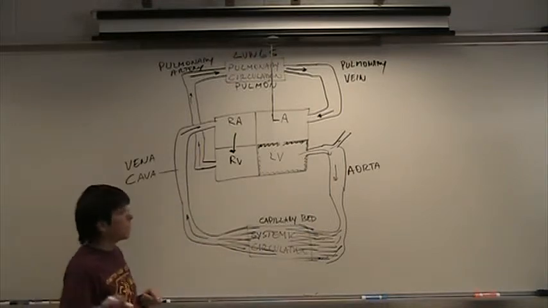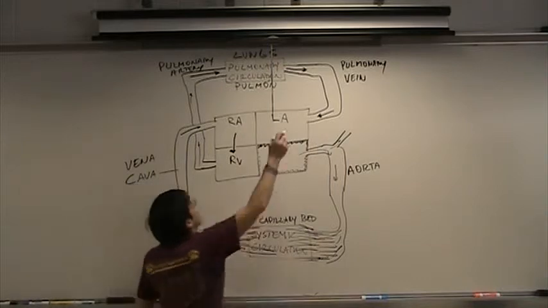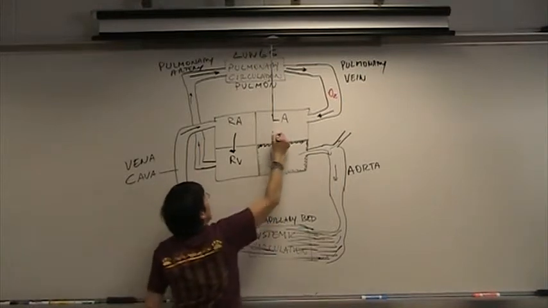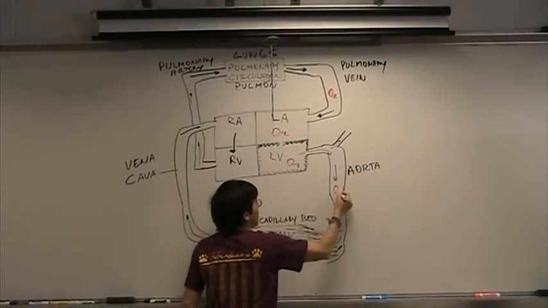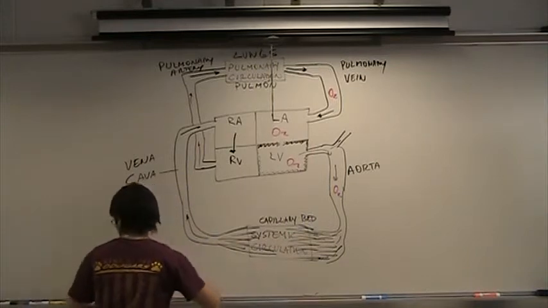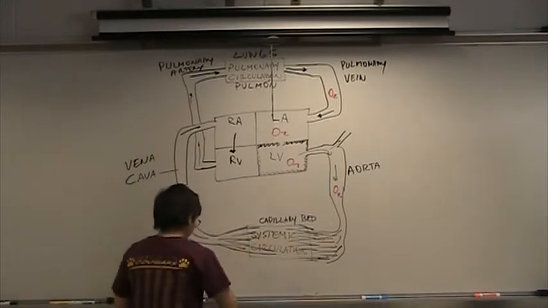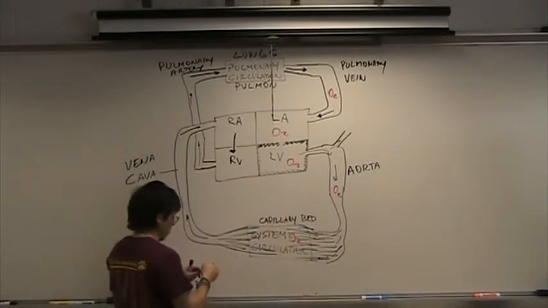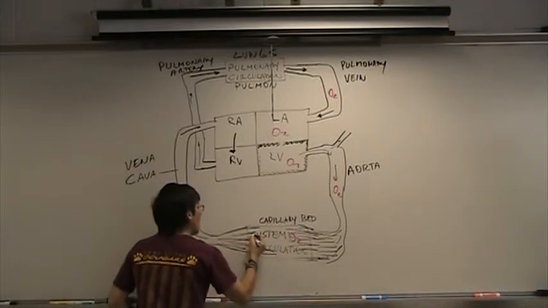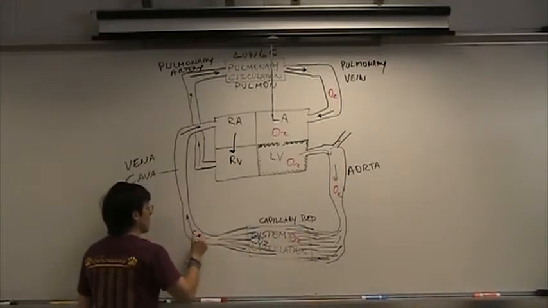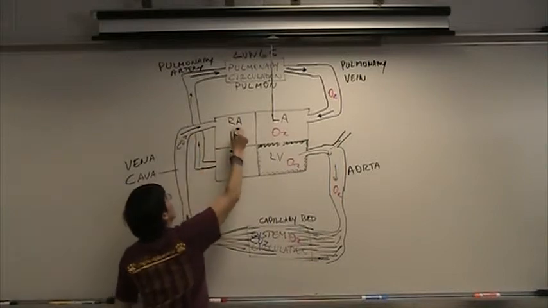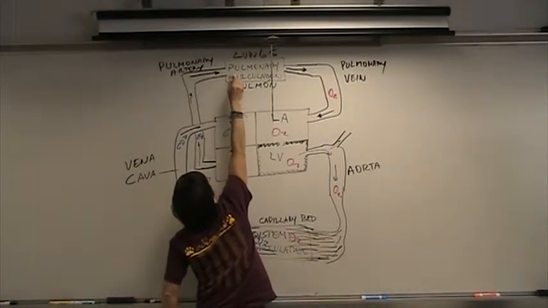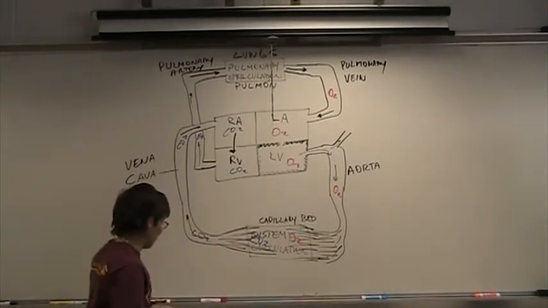So now let's look at where the oxygen is, okay? So this is coming from the lungs. That has oxygen. This has oxygen, this has oxygen, this has oxygen. And that's the end of the oxygen, because here the oxygen is going to be delivered to the tissues, and in exchange we're going to pick up CO2, CO2 that is going to go back to the lungs to be exchanged.